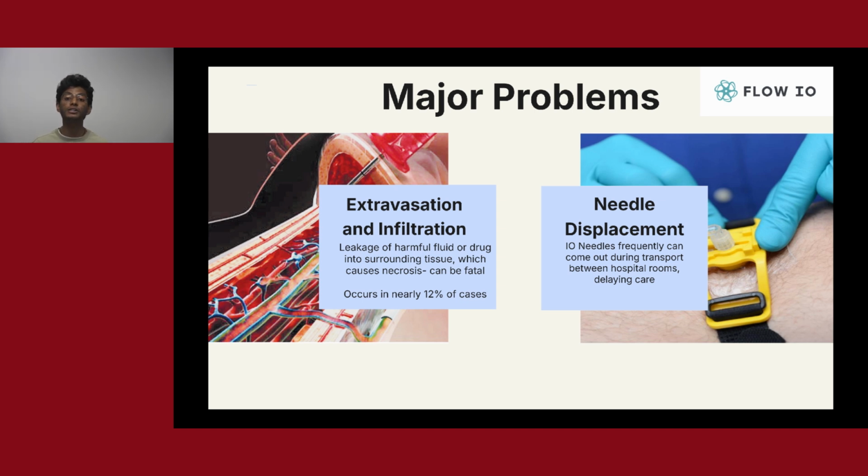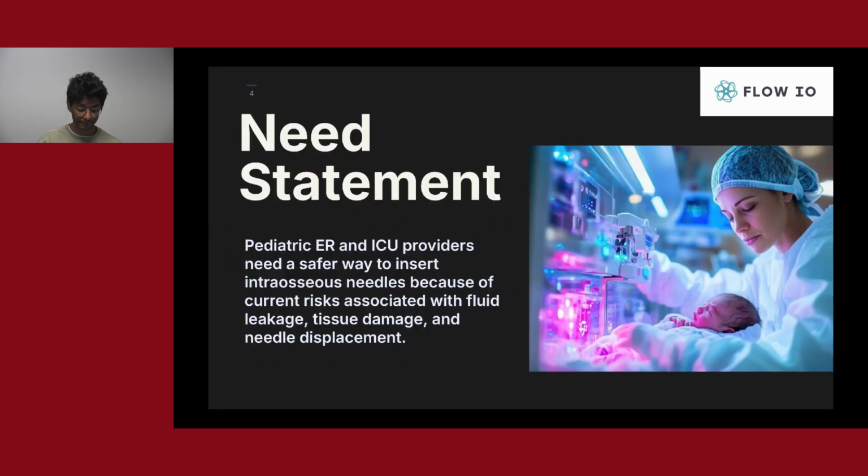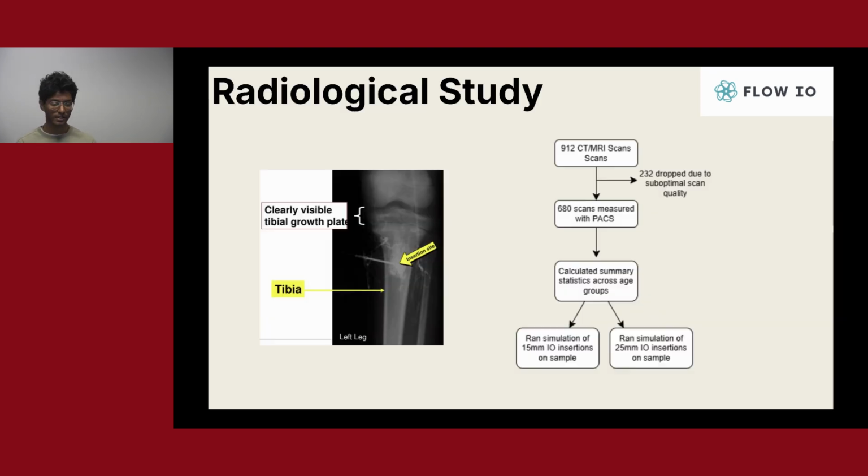Extravasation occurs when there's leakage of harmful fluid or drug into surrounding tissue, which causes necrosis and can be fatal. It occurs in nearly 12% of cases. And then, due to the smooth design of IO needles, they can frequently come out during transport between hospital rooms, which severely delays care. These problems ultimately brought us to our needs statement. Pediatric ER and ICU providers need a safer way to insert intraosseous needles because of current risks associated with fluid leakage, tissue damage, and needle displacement.